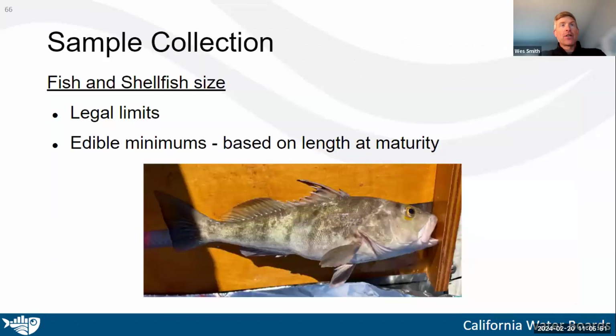Okay, and then fish and shellfish size. So we generally stick to legal limits, or when there are no legal limits, we use edible minimums, which is the length at maturity. And we generally look at a few databases, one called FishBase, which is an online resource. And we use those numbers so we can get a good approximation of what the highest levels of contamination are, because we're trying to develop the most health protective guidance possible, knowing that there are sometimes very wide variances across contamination levels in fish.